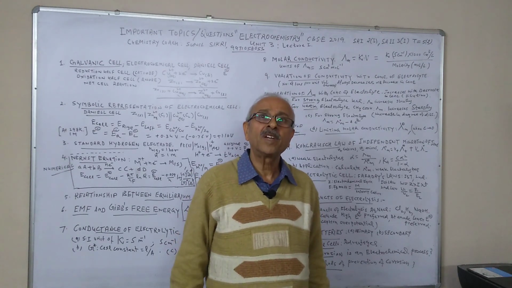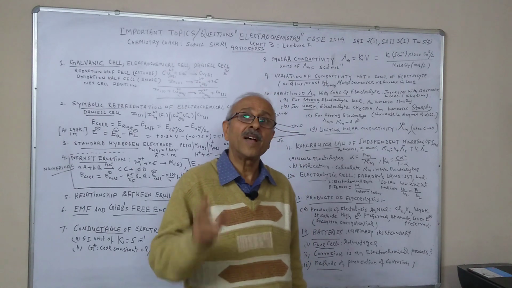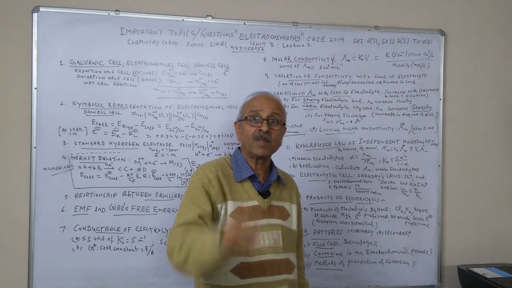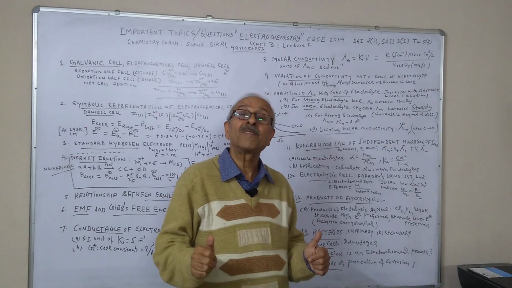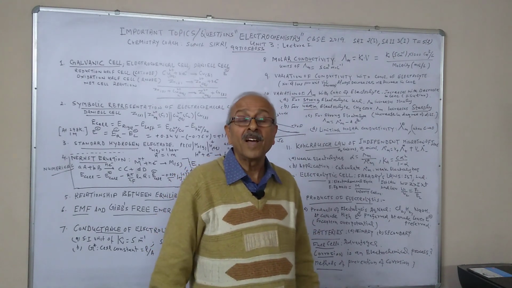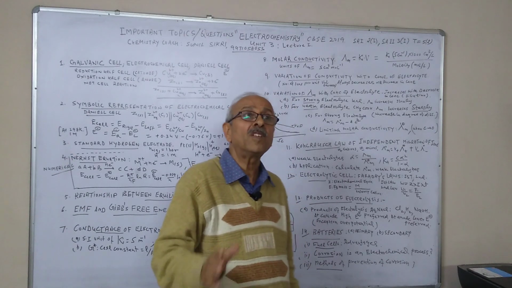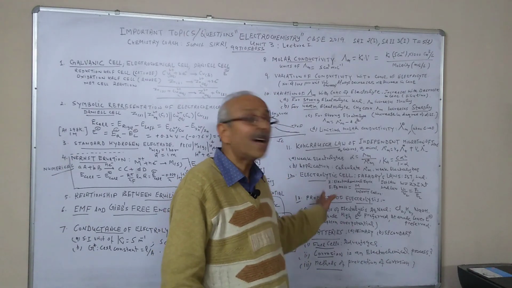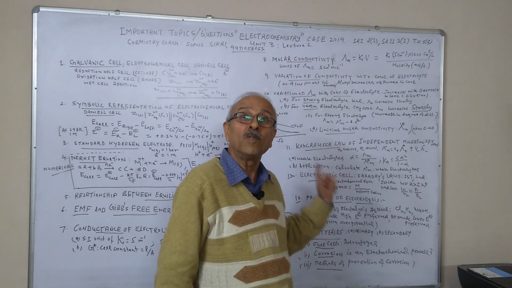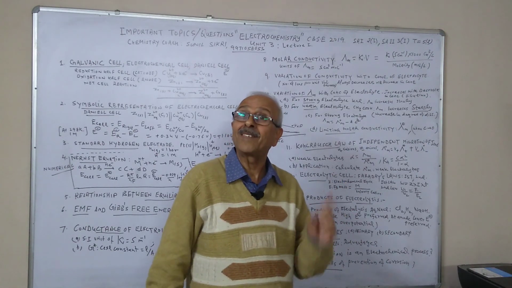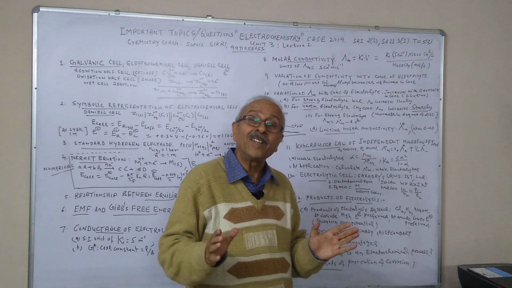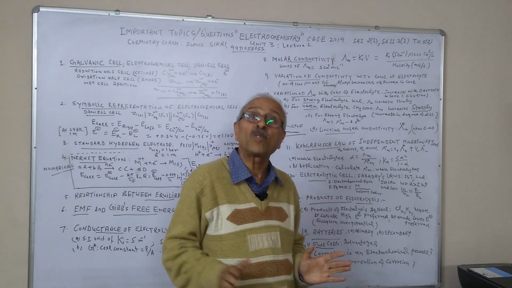My today's talk is on important topics and important questions of electrochemistry. This is a very big topic and there will be a lot of numericals expected from this. You know that the minimum marks for the numericals is about 10 marks, and we are going to get a definite numerical from this. This will be 100% based on the NCERT questions which are already there in the book, solved as well as on the back of the book.